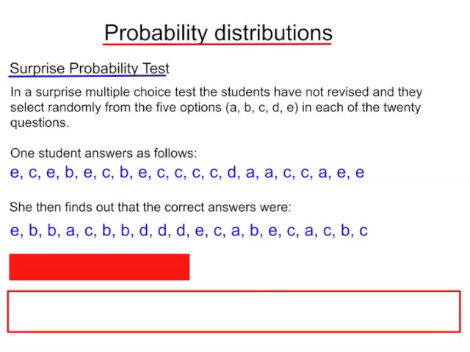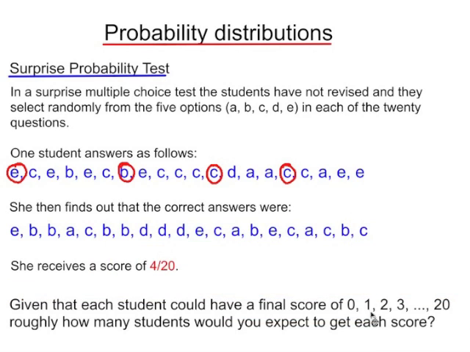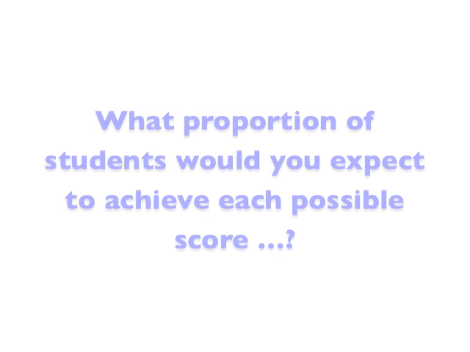Well, here are the answers, and you can see that the student got 4 of her answers correct. So she receives a score of 4 out of 20. Now, if each of the students in the class did the same thing, how many of the students would you expect to receive a score of 0, or 1, or 2? How many would you expect to achieve a score of 20 out of 20? Have a think, and then during this lesson we will explore the mathematics that will help you to predict these answers.